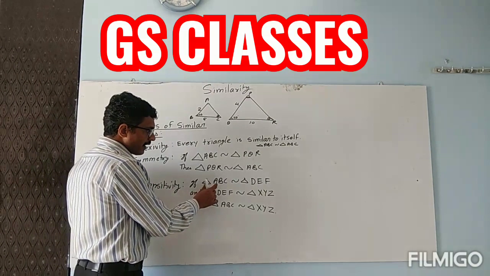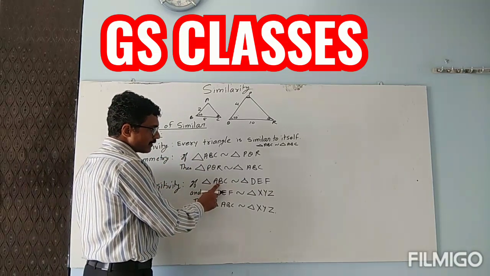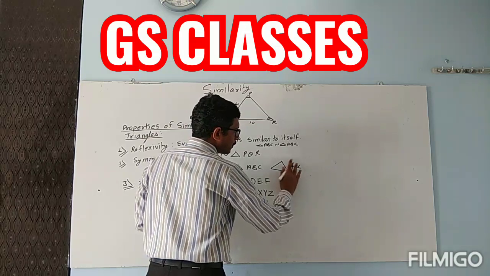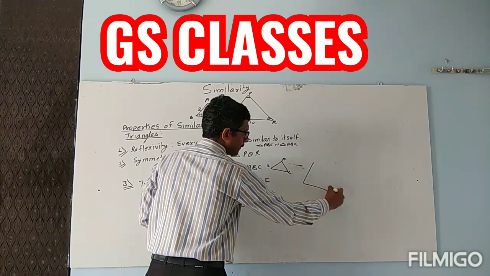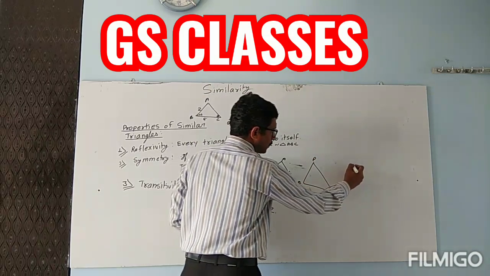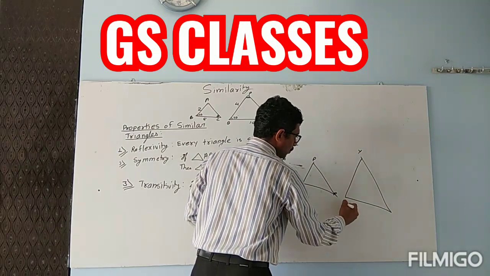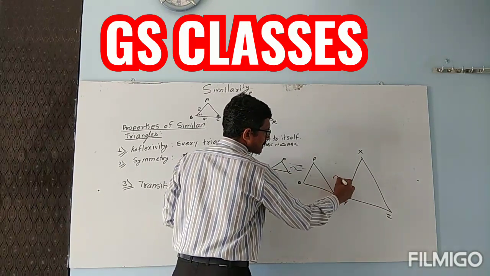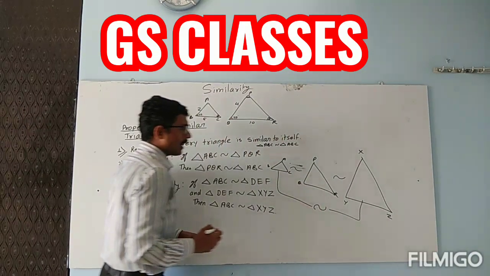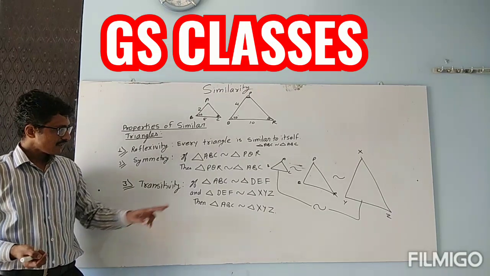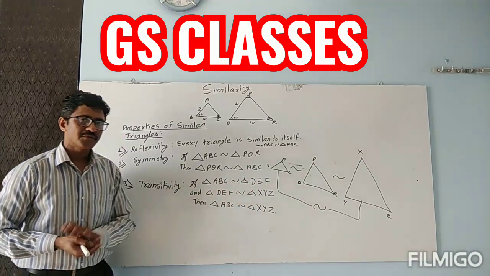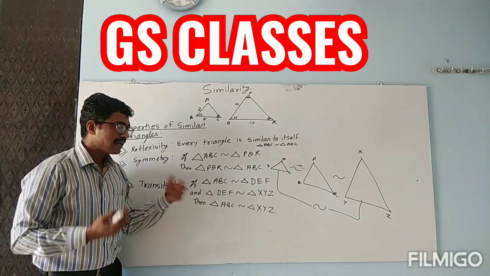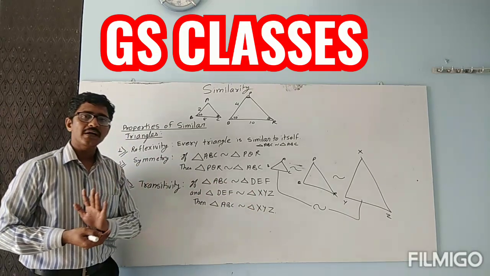In the property of transitivity, suppose triangle ABC is similar to triangle DEF, and triangle DEF is similar to another triangle XYZ. So if this is similar to this one, and this is similar to this one, then these two triangles will also be what? Similar. If ABC is similar to DEF, and DEF is similar to XYZ, then we can say that ABC is similar to XYZ.